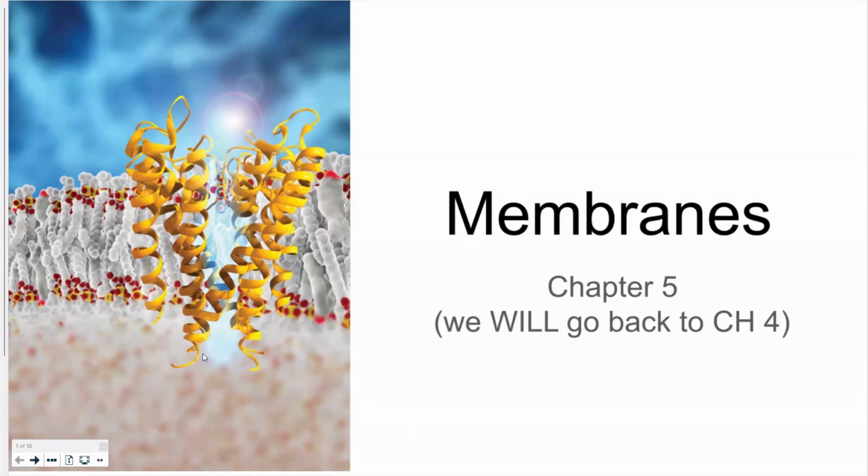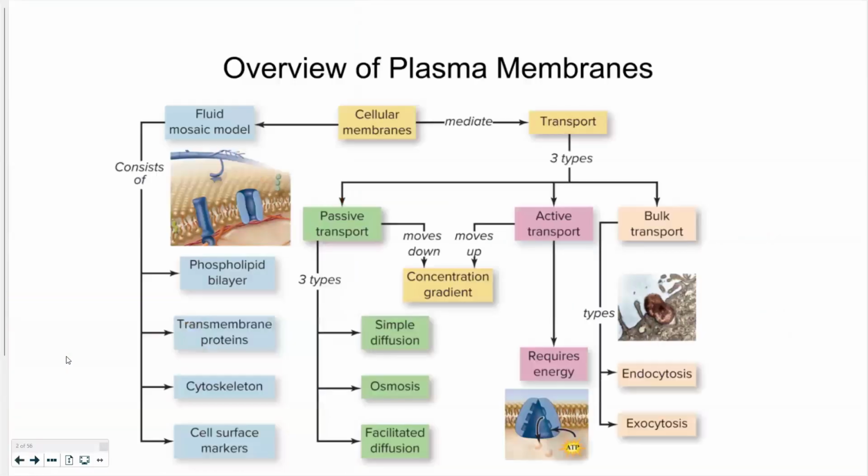This chapter, we're going to introduce plasma membranes. This is what's going to separate the cell from the external environment of the cell. We will go back to chapter 4, so I really like these visual summaries. So we'll spend some time talking about this here.